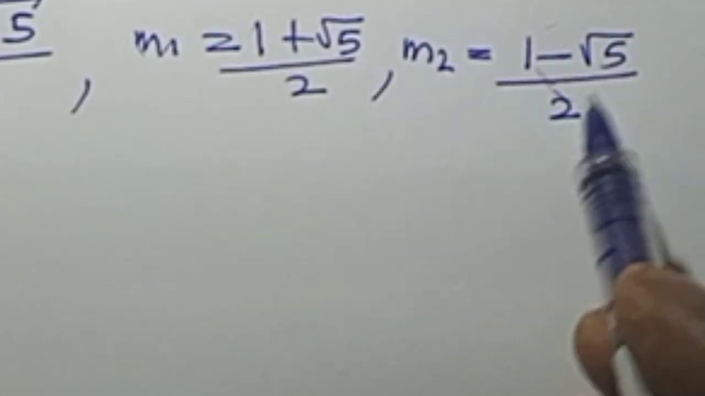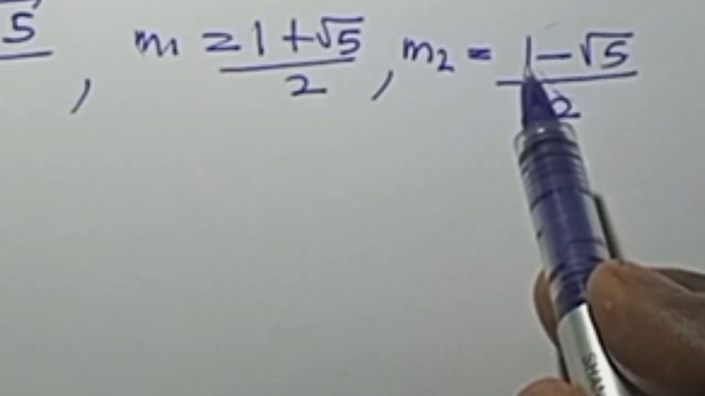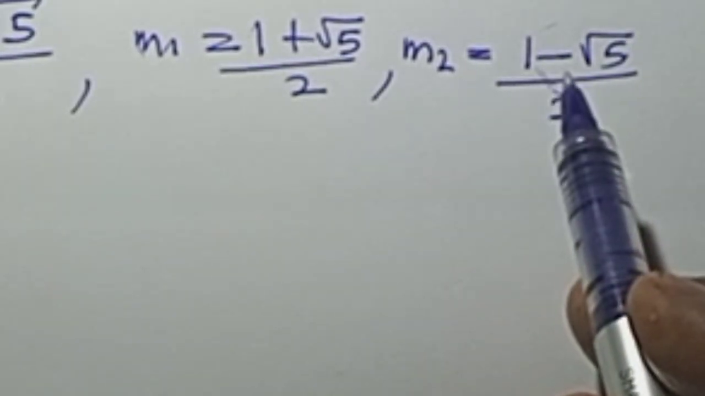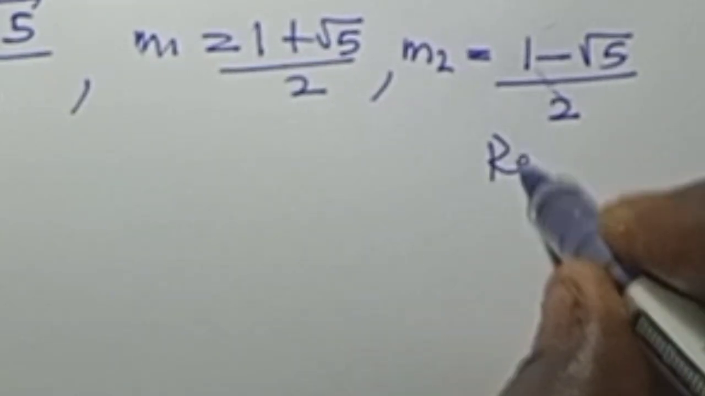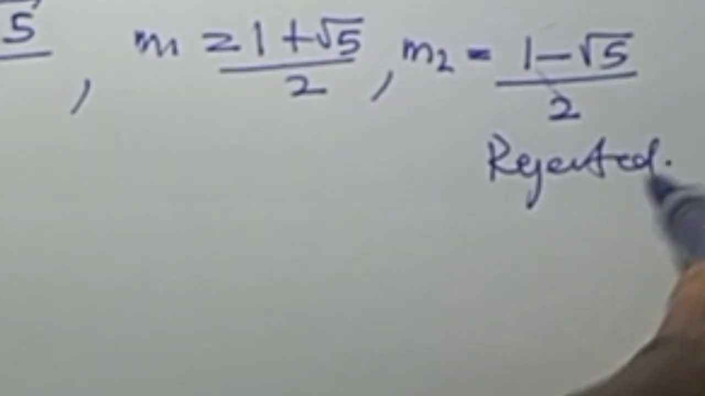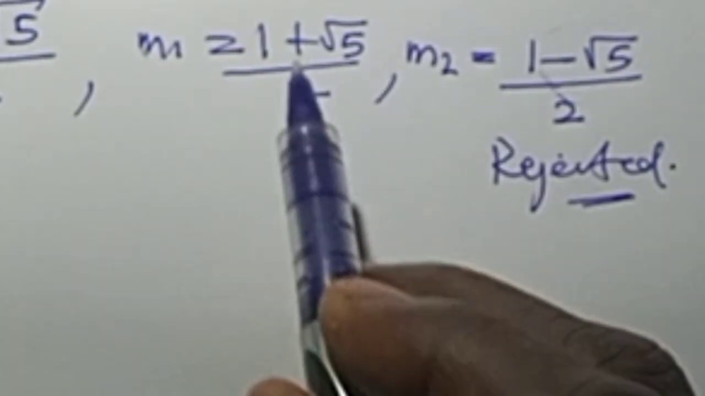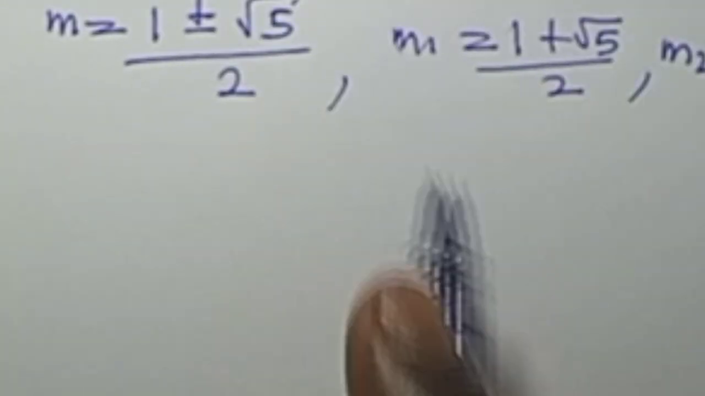So for m2, the square root of 5 is greater than 1. So if we do this one, it will end up giving us a negative number, so it is rejected. So the only valid value of m is m1.